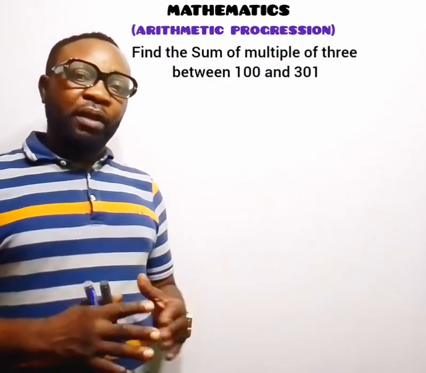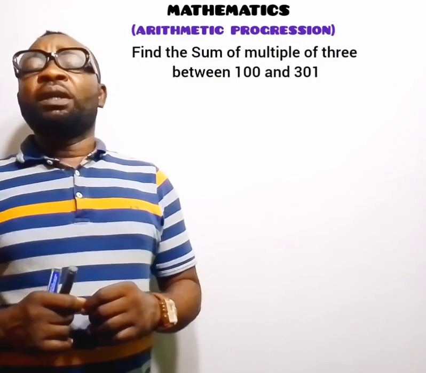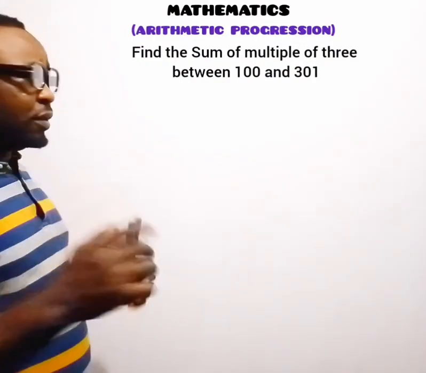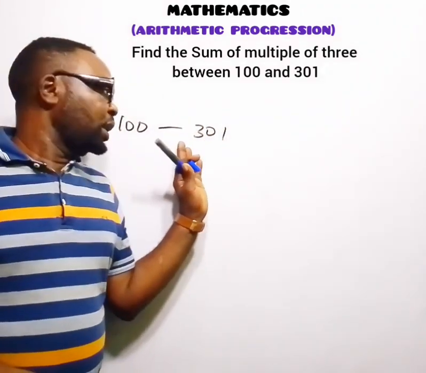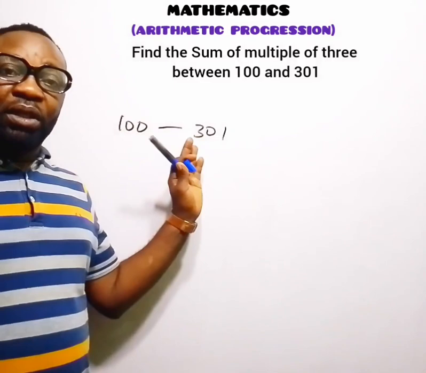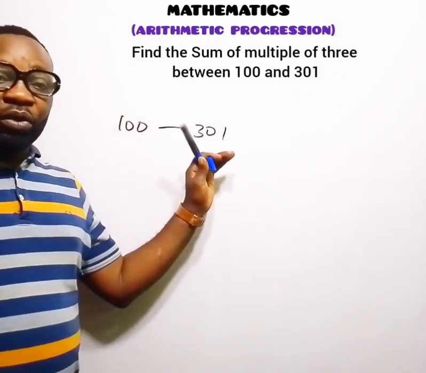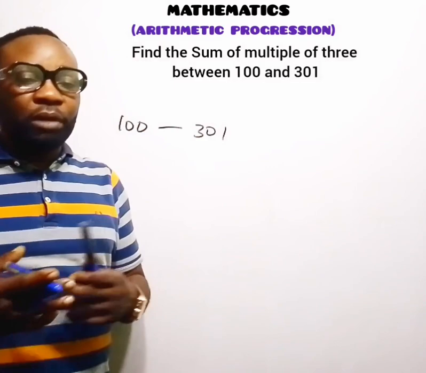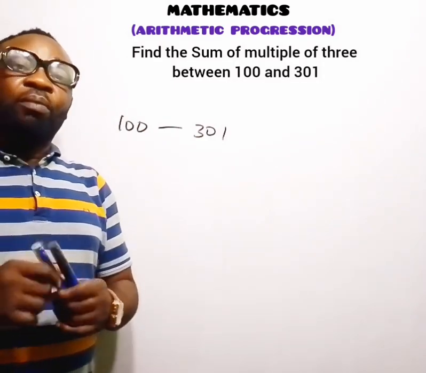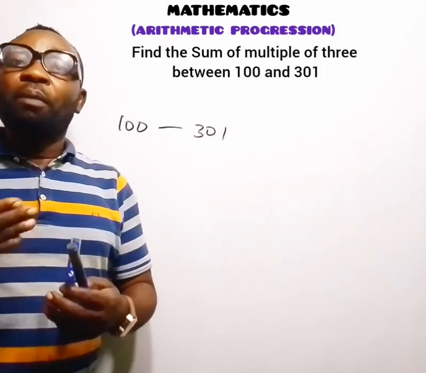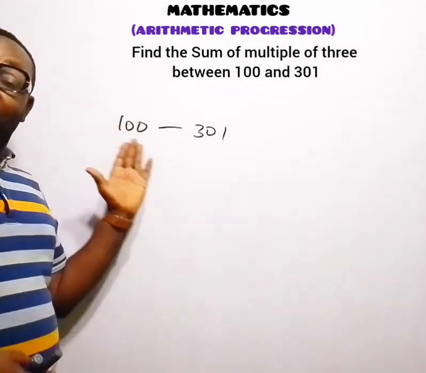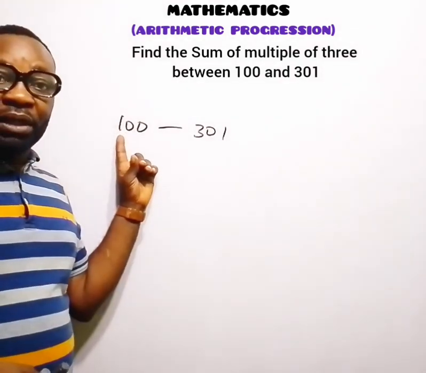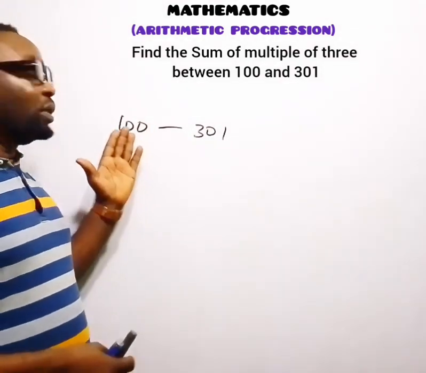We are asked to find the sum of multiples of 3 between 100 and 301. Now, if you look at the question very well, we have 100 to 301. Ordinarily, if you look at the numbers between this particular figure given to us, we are going to find about 201 numbers. But in this case of multiples of 3, we are only concerned about those numbers that can be multiplied by 3. Now, if you multiply any number by 3, you cannot get 100. If you multiply any number by 3, you cannot get 101.